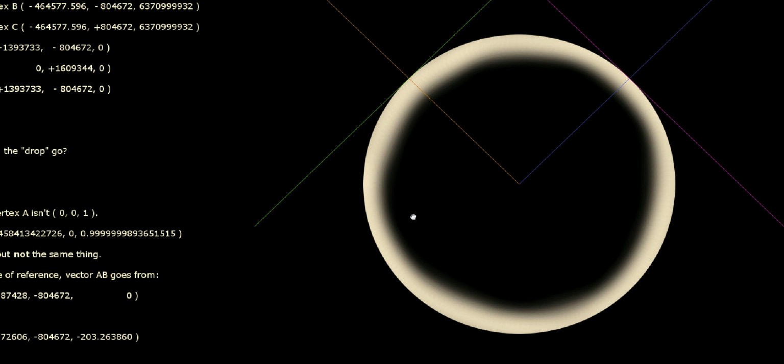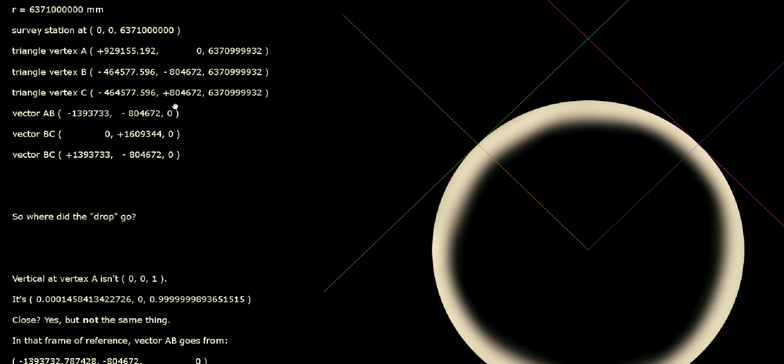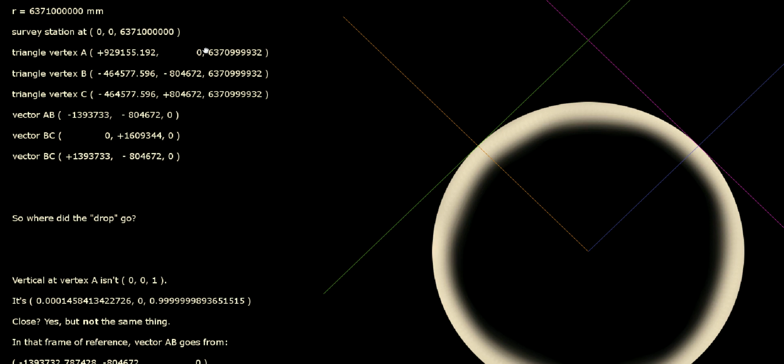Triangle vertex C, this is an equilateral triangle, so this is very, very easy to do. It's the exact same as vertex B, just with a positive y coordinate rather than a negative one. Wasn't that easy? Vector AB is now from plus 900 and some thousand to minus 465,000, which is minus 140,000. And from 0 to minus 800,000, which is minus 800,000.